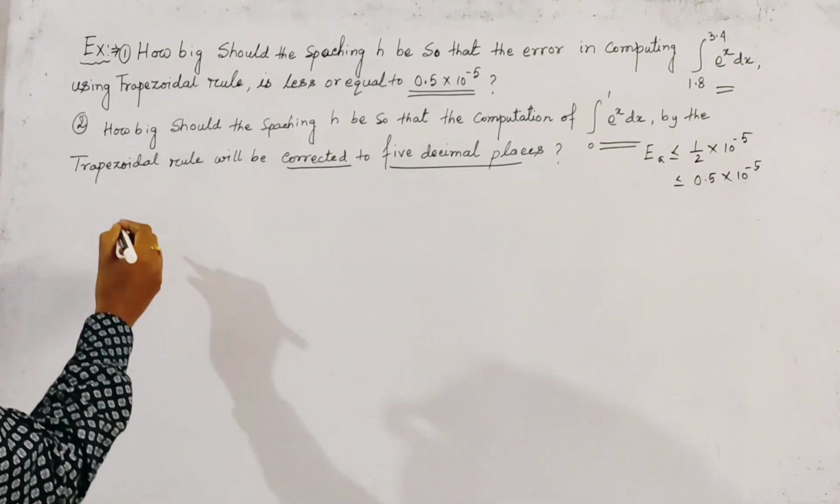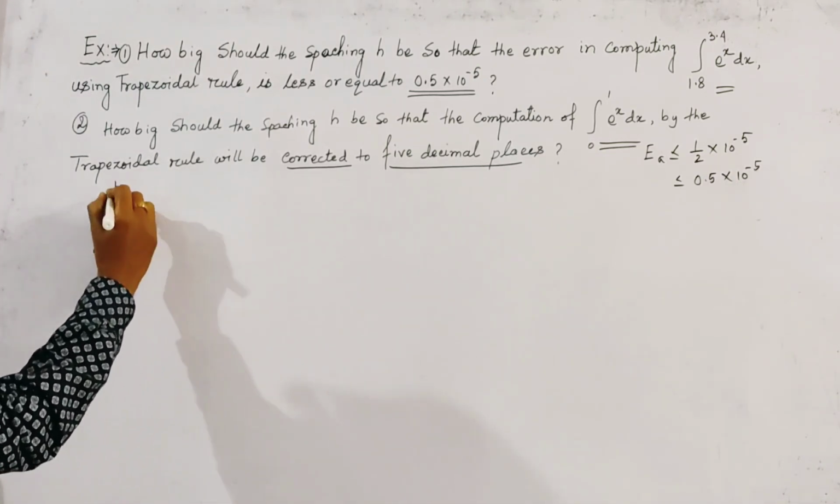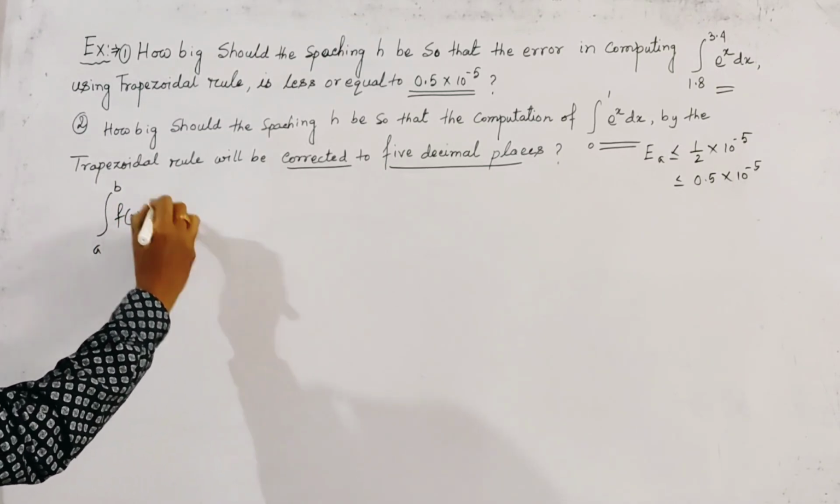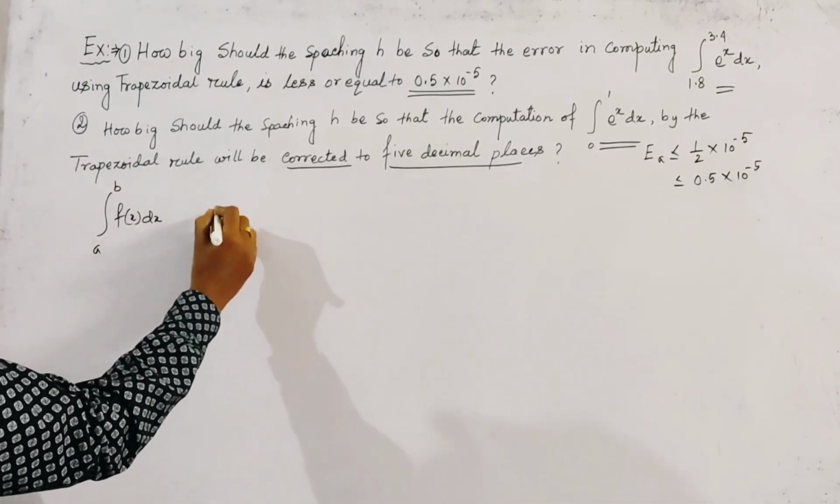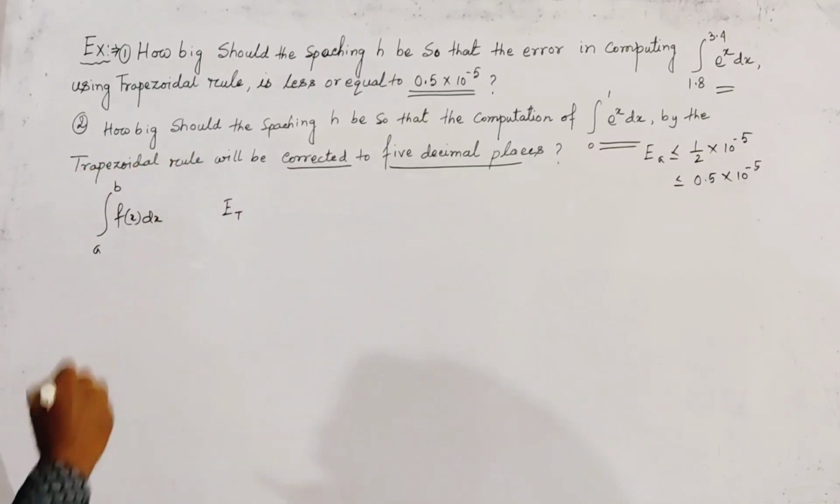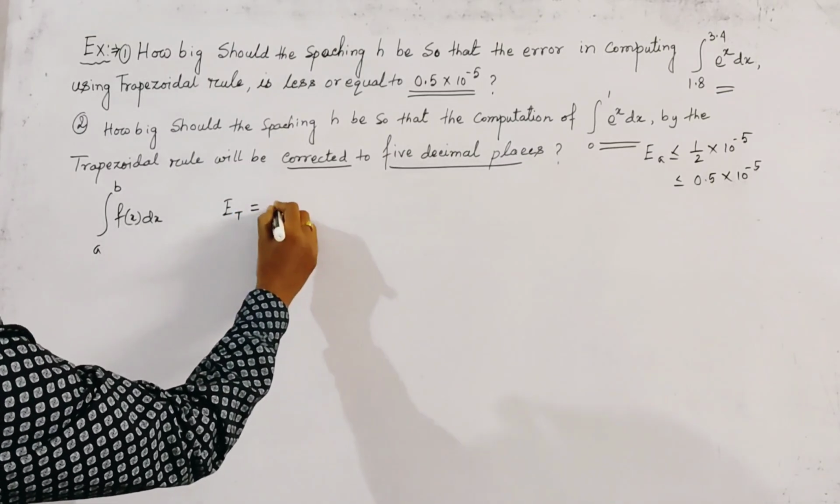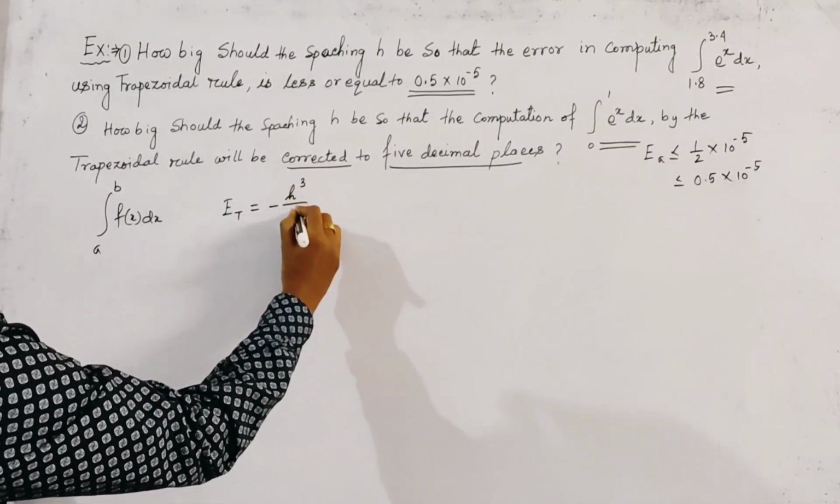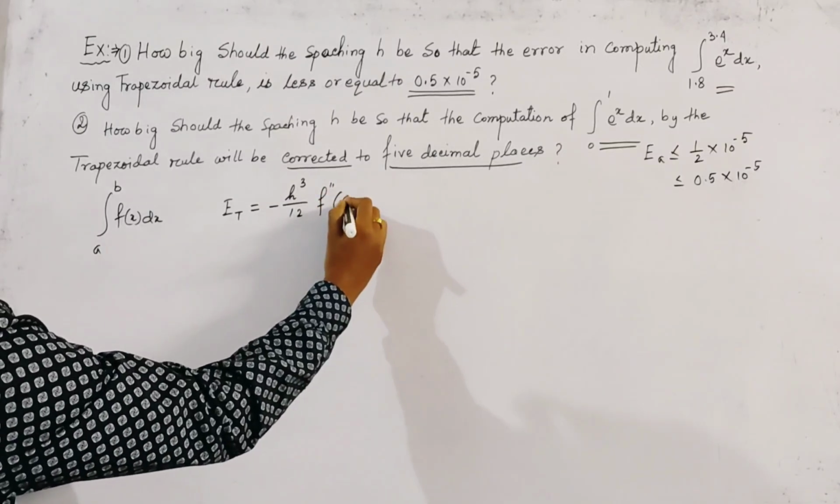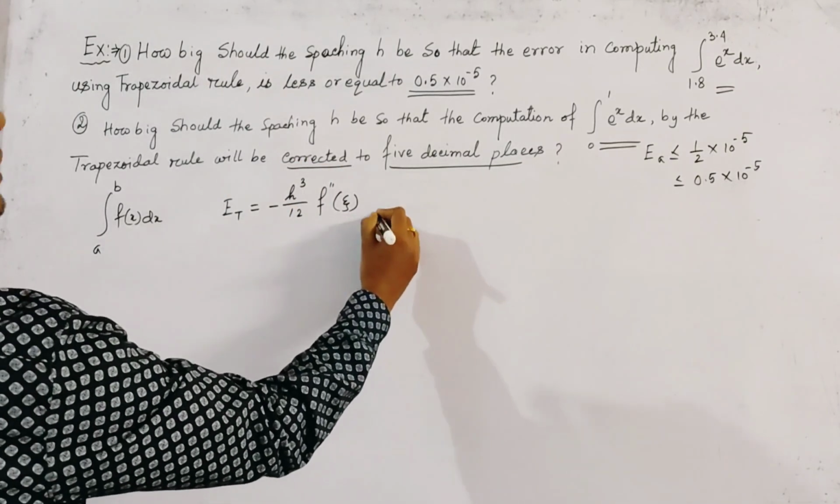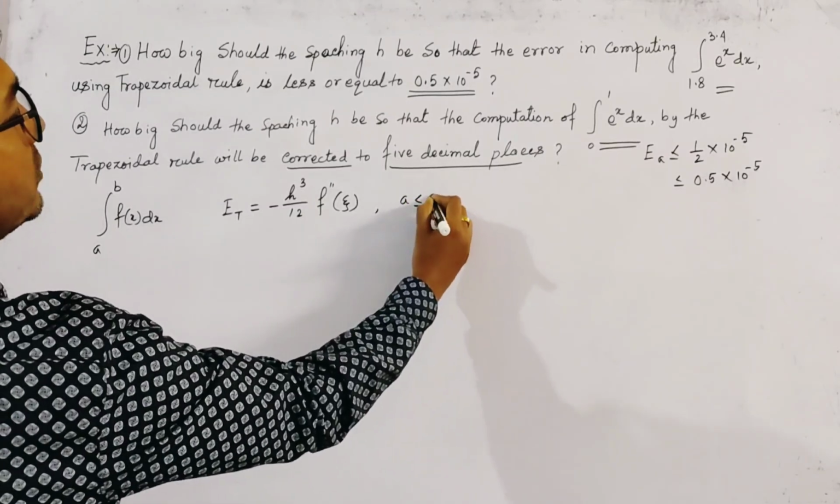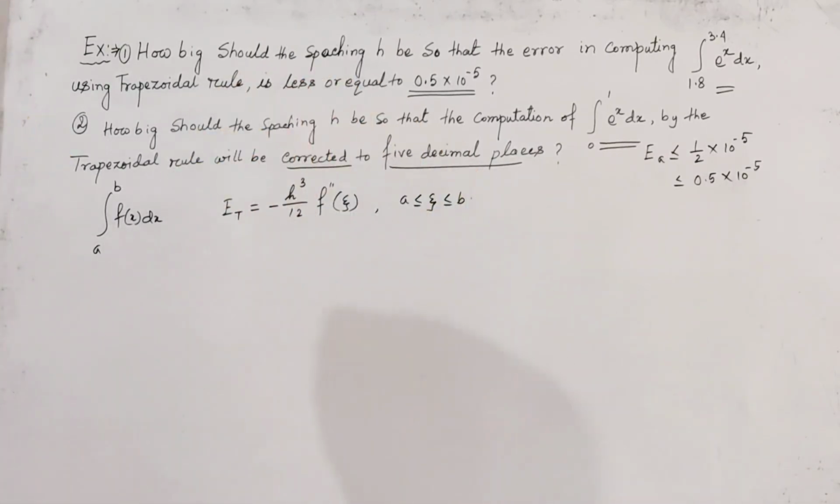Now if we consider an integration from a to b of f(x) dx, then the error in the trapezoidal rule, which we name ET, is given by minus h cube by 12 into f double dash xi, where xi lies between a and b. This is the trapezoidal rule error. Here I solve the first problem, and the second problem is your homework.